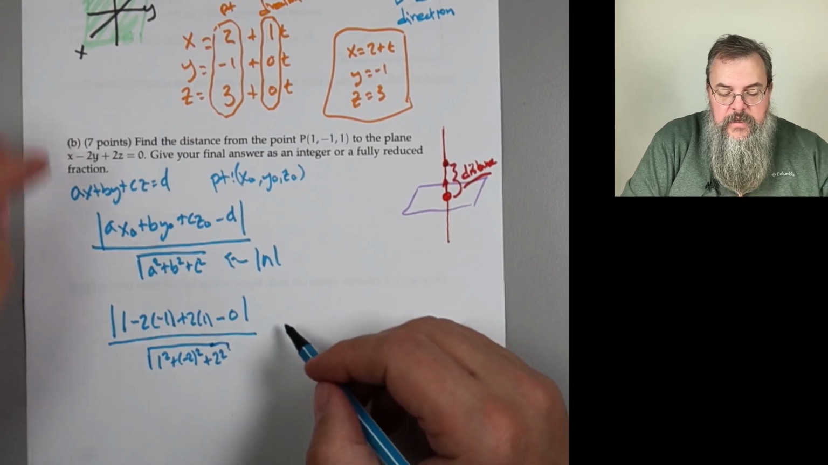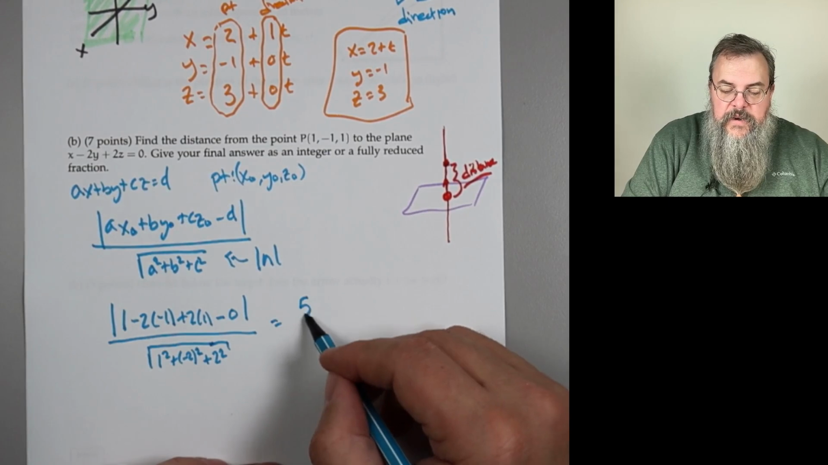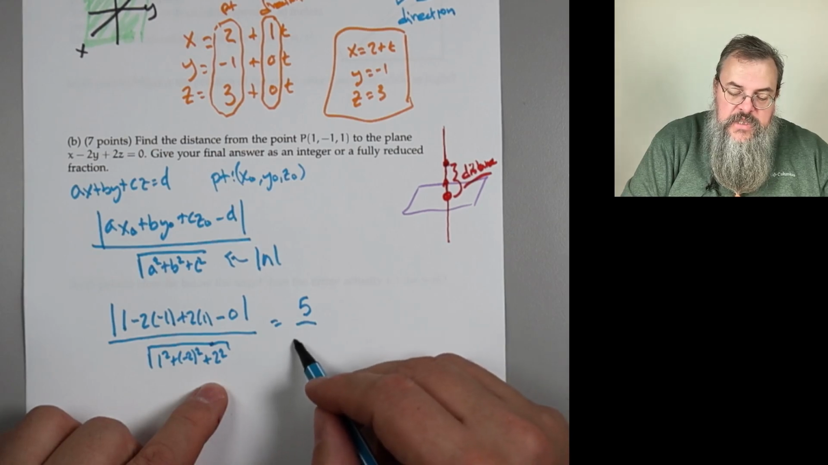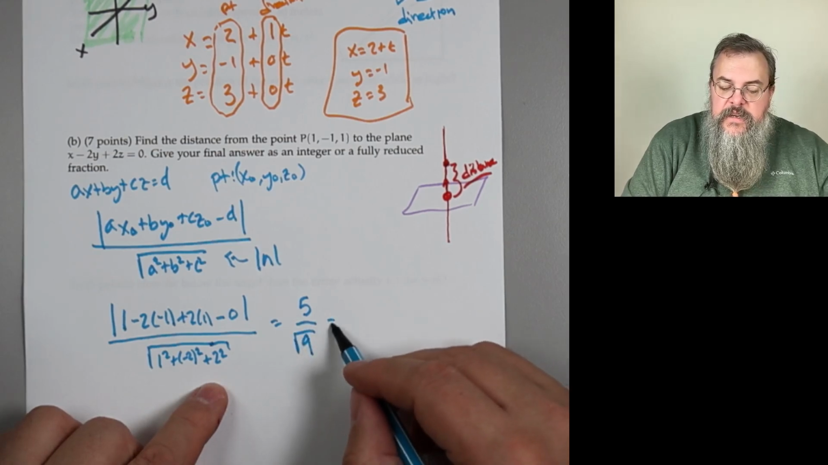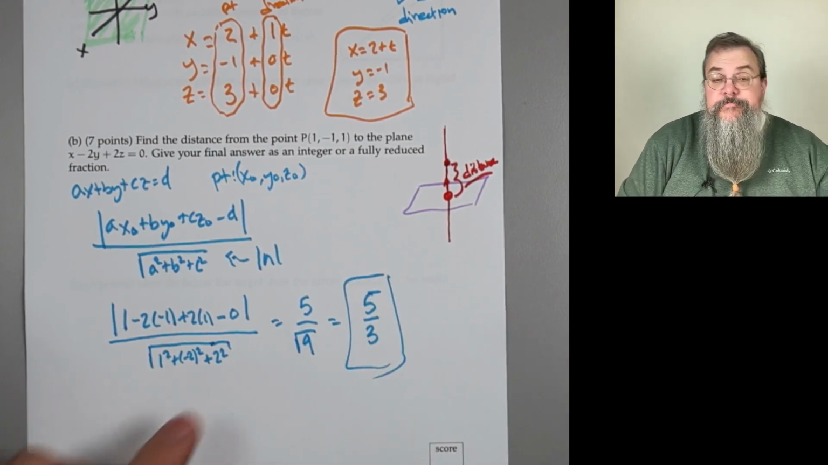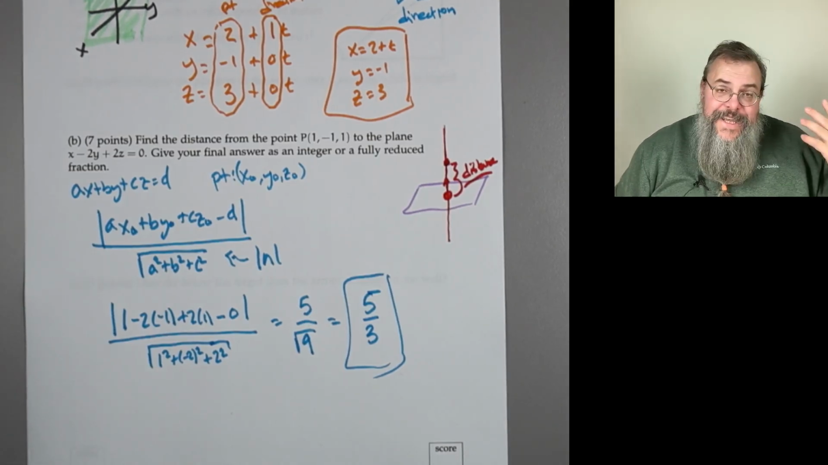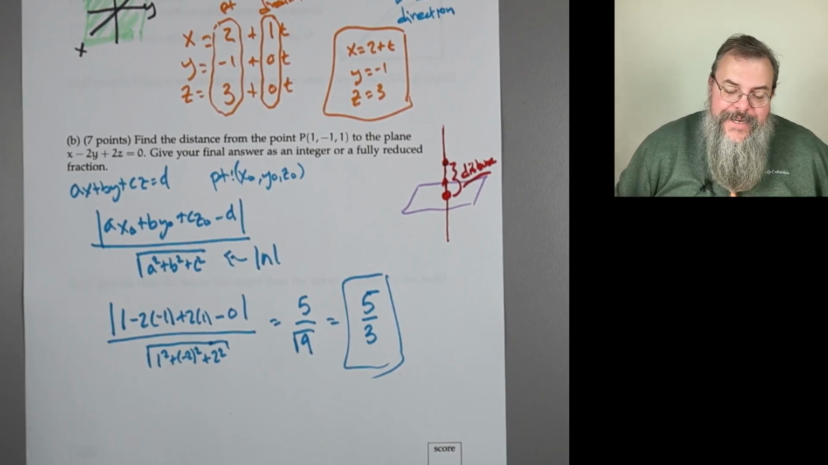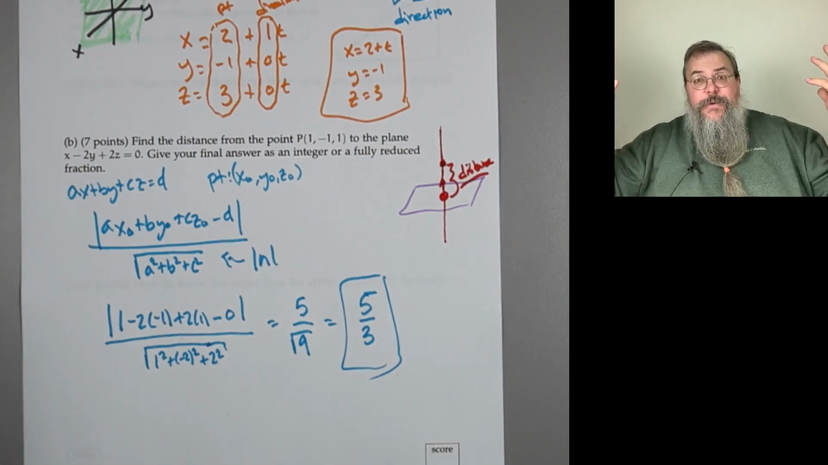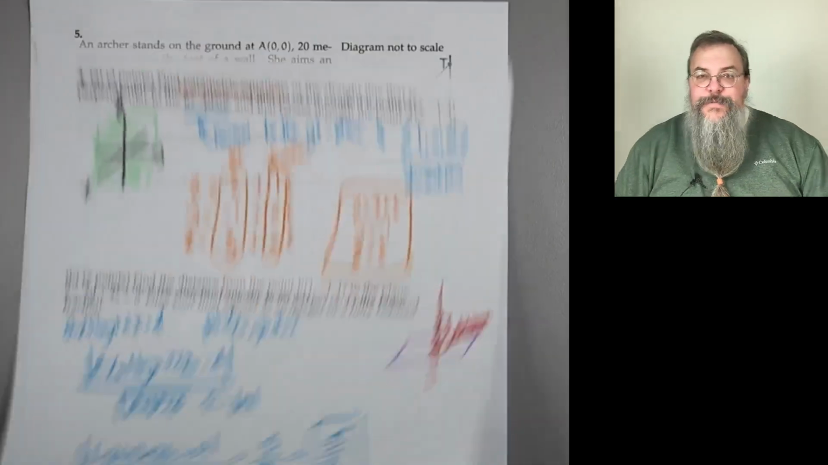Upstairs you get 1 plus 2 plus 2, which is 5. Downstairs, 1 plus 4 plus 4, which is 9, square root of that. Well, that's 5 over 3. There you go. So knowing your formulas is a great help. In fact, it makes the problems a lot easier, right? Of course it does. That's why we memorize all our formulas. Yeah! All right. Well, that was number 4.